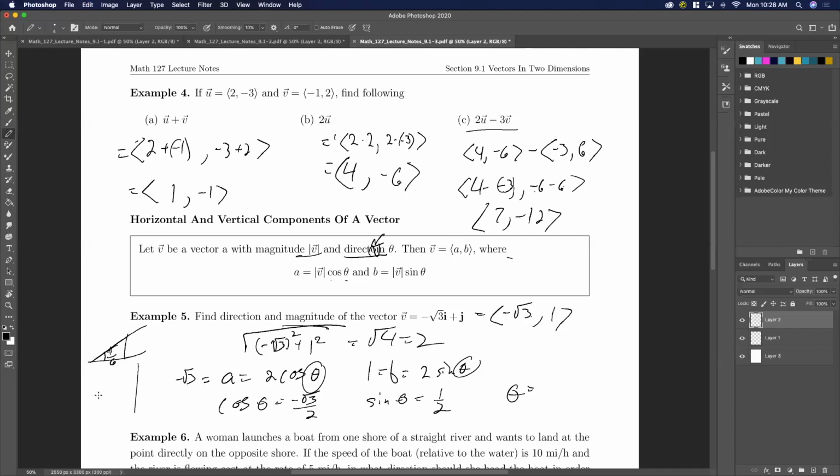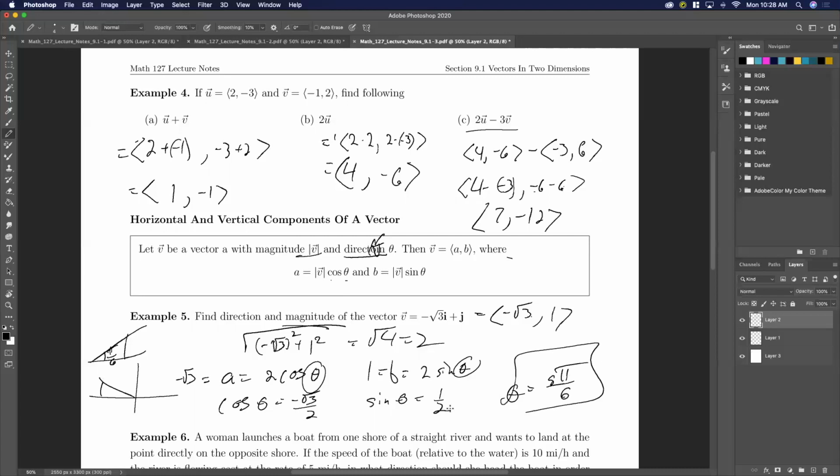So what's the reference angle of pi over 6 in this? Remember, it's the same angle here. So this is pi over 6. That means I'll have pi minus pi over 6. Yeah, someone got it. So this is 5 pi over 6.